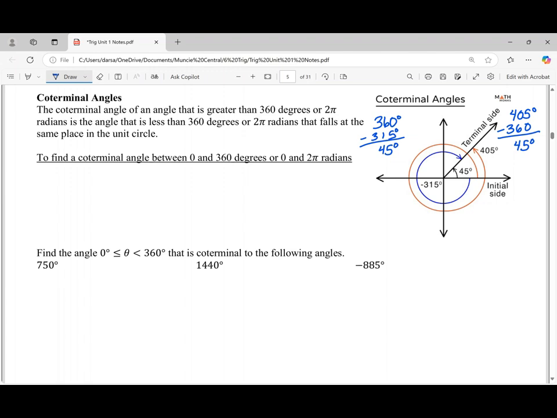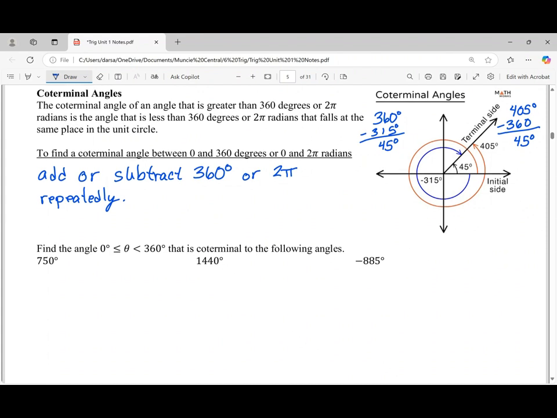To find a coterminal angle between 0 and 360. Now, we always want to be between 0 and 360 because those are the angles on the unit circle. So, what you're going to do is add or subtract 360 degrees if the angle is in degrees, or 2 pi radians if the angle is measured in radians, repeatedly until you get an angle that's between 0 and 2 pi radians or 0 and 360 degrees.